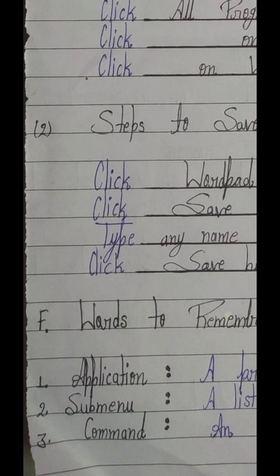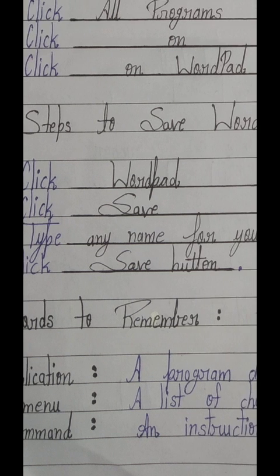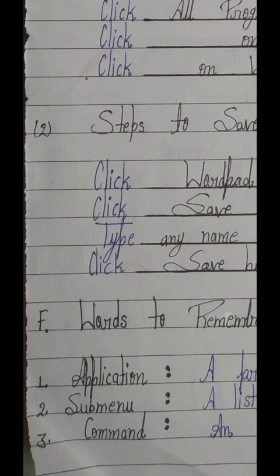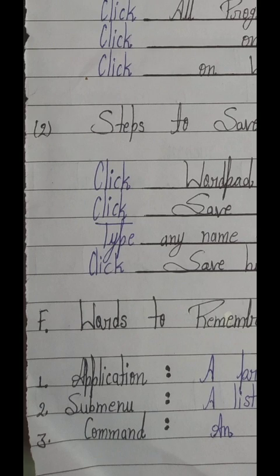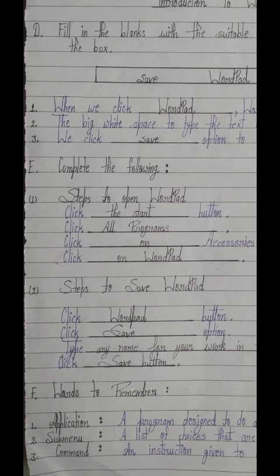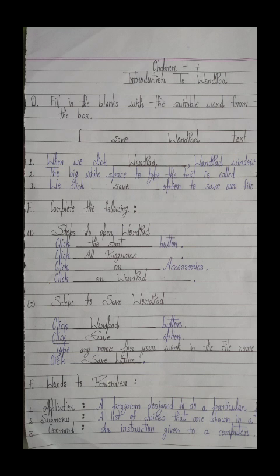Clear? So students, we have read the meaning of all these given words in this exercise F, and I hope you must have understood all these meanings and you have no problem in any meaning in this exercise F. Okay, so students, we have read and solved all these exercises D, E, and F of this chapter 7 Introduction to WordPad in our Fire Computer notebook. I hope you must have understood all these exercises which we have read in today's class, and I hope you have no problem in any exercise in this chapter 7.